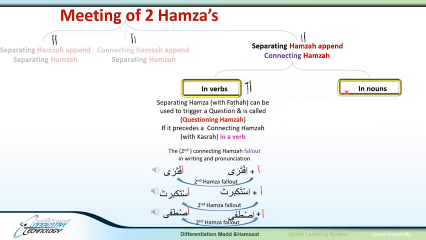Now we're going to move to the nouns, where the separating hamza comes before the connecting hamza of al-ta'rif. We're going to give an example. A questioning separating hamza of a, followed by the connecting hamza of al-ta'rif of a noun, which is lafz al-jalala, Allah.